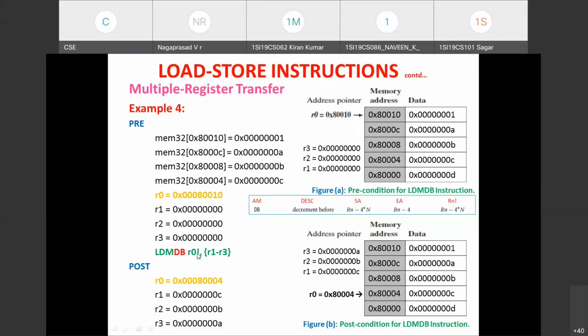Whereas here in decrement before, the pointer will be pointing to the last location from where the data is fetched. We can see 80004 is the last location from where the data is fetched. Only difference you are finding is, since it is decrement before, first the address gets decremented and then it accesses the data. In case of decrement after, it accesses the data first from the current location held in the pointer, and then it updates the address. It decrements. So these are the 4 addressing modes supported in ARM with respect to multiple register transfers.